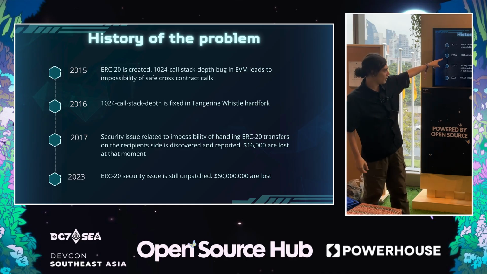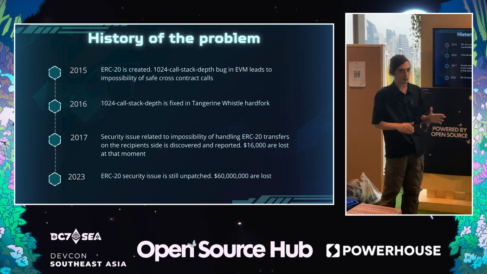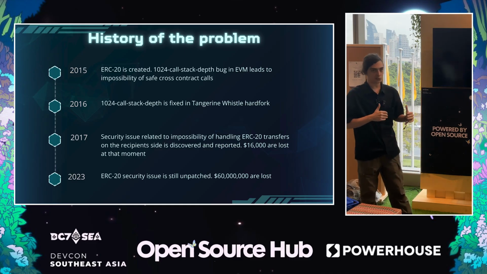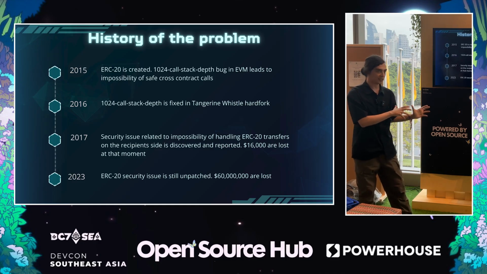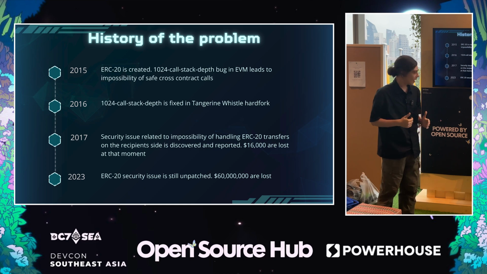In 2016, the call stack depth bug was fixed in the Tangerine Whistle hard fork. So this issue does not exist anymore. And we don't need the approve and transferFrom method, basically, because if there were a method of transferring tokens with a push method that would allow this transaction to be handled on the recipient's end, then we would not need a special method of depositing tokens to smart contracts with the pull method.